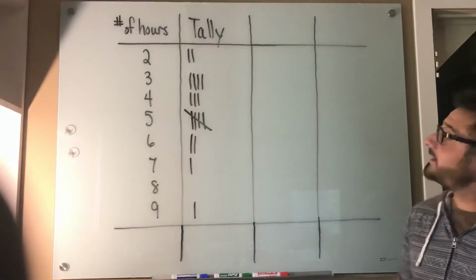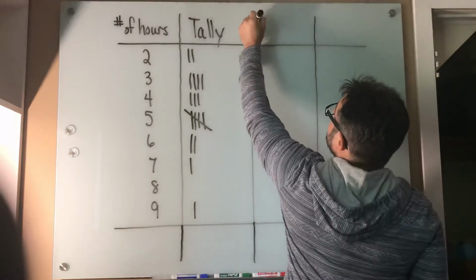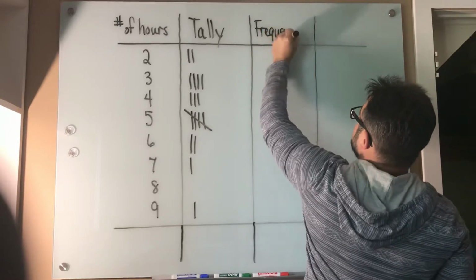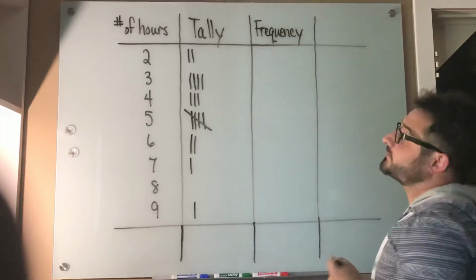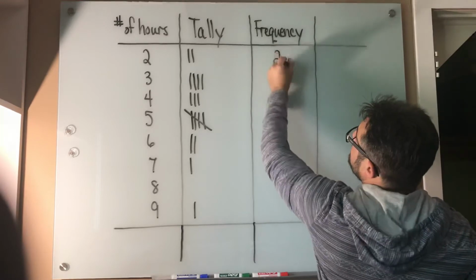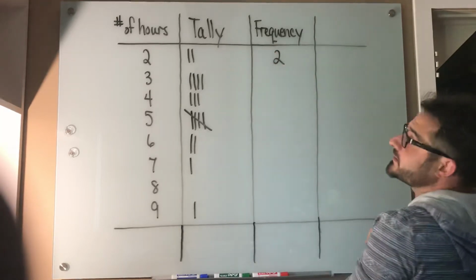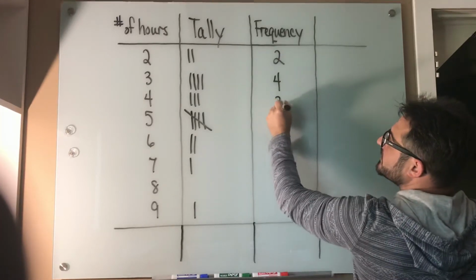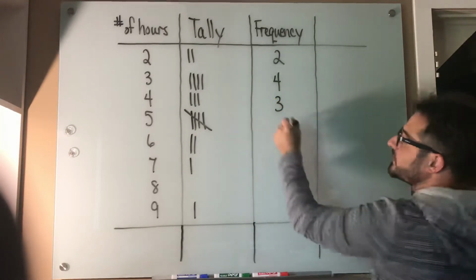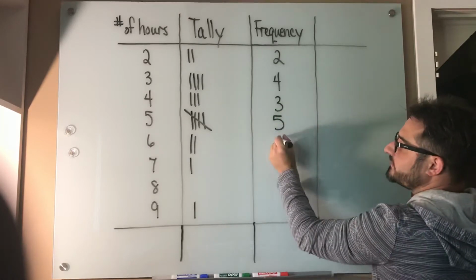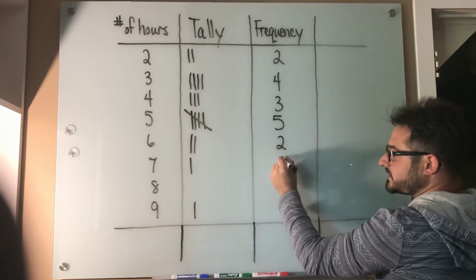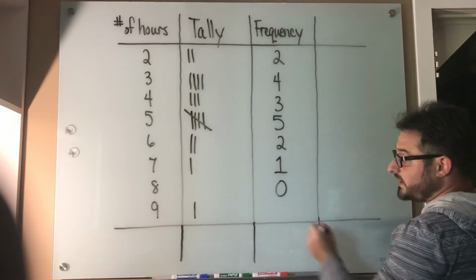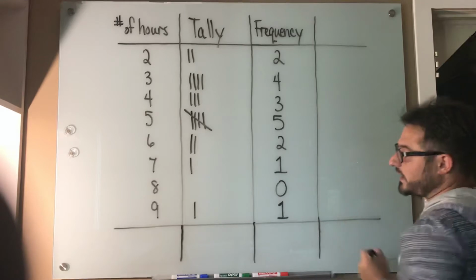Very simple, and then we can actually write in the frequency simply by counting the tally marks. There were 2 responses of 2 hours, 4 responses of 3 hours, 3 responses of 4 hours, 5 responses of 5, 2 responses of 6, 1 response of 7, 0 responses of 8 hours, and 1 response of 9 hours.